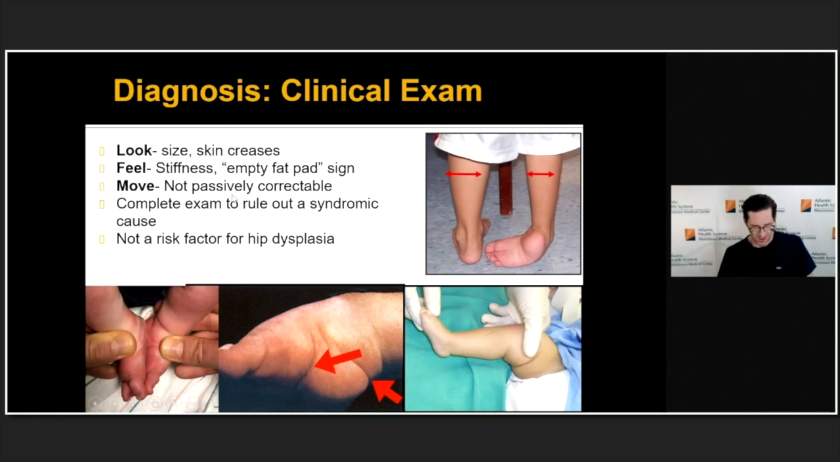We move the foot to see if it's passively correctable. Again, this is going to help us differentiate it from a postural clubfoot. And then we want to examine the entire infant or child, again, to rule out neurologic or syndromic causes such as spina bifida.